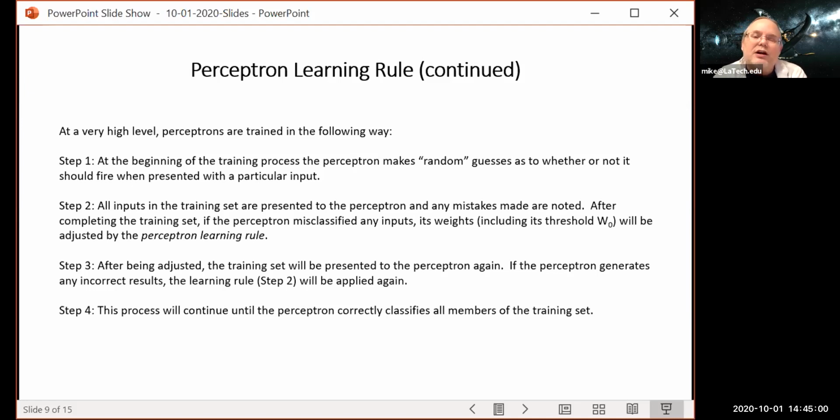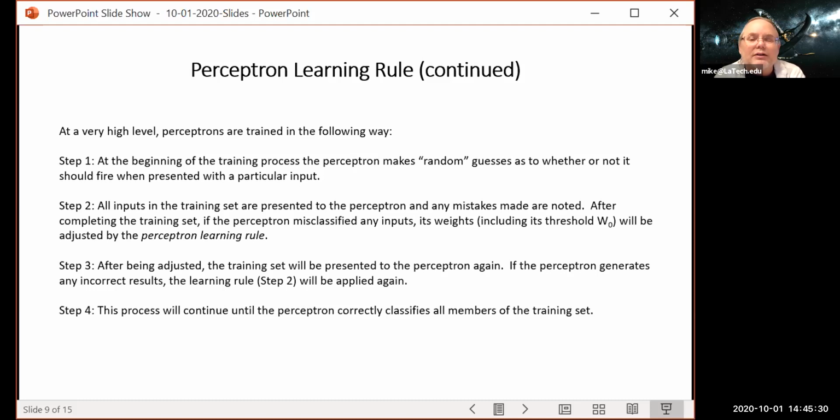Use the learning rule to come up with an adjustment based on all those errors. After you've adjusted the weights using the errors that you found, run it again. Run all the training data again. And keep doing this over and over and over, every time seeing what it got wrong and using what it got wrong to nudge it just a little more towards the right answers. And keep doing this over and over and over.